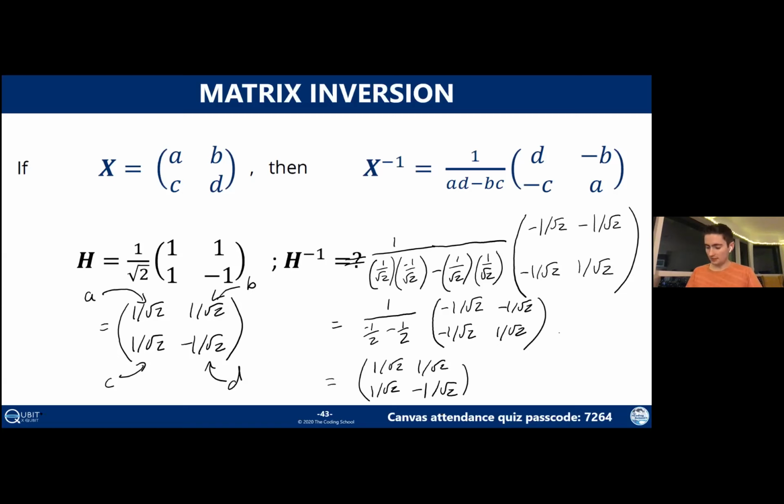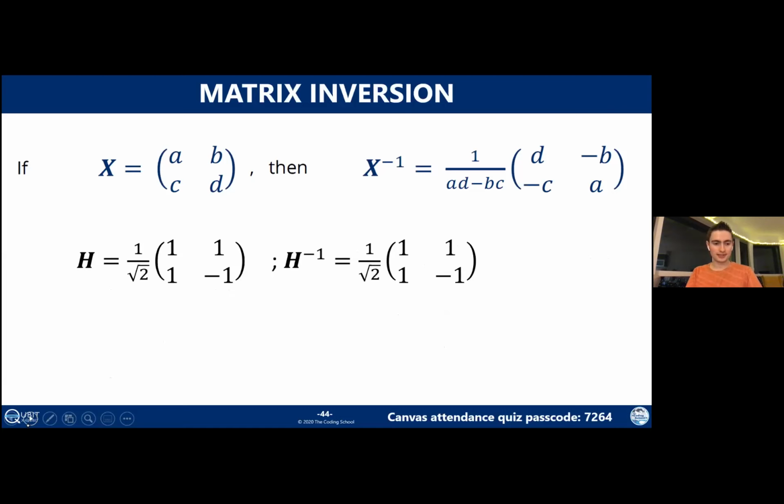So my work is a little bit scrappy here, so I'll go to the next slide, which has it written out all nicely. And so we find that the inverse of H is 1 over root 2, 1, 1, 1, minus 1, which you might notice is the exact same as H itself. So we just went through all of this work to find out that H inverse is actually equal to H.